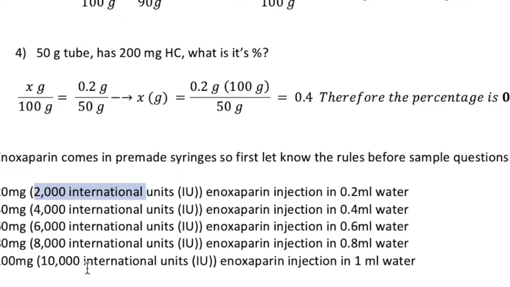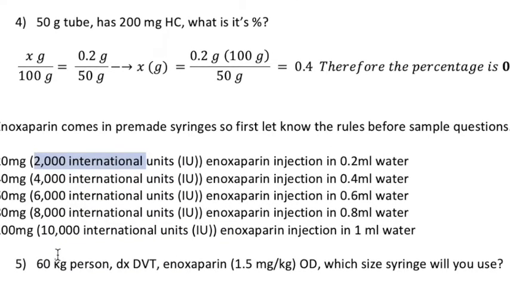And so a guy comes in. How do you know which one of these syringes to give him? Well, guys, it's based on the kilograms and how much they weigh. So let's do a question next together. A guy comes in, he's 60 kilograms, and he has a diagnosis of deep vein thrombosis. And the question tells you that you want to give him enoxaparin, and they're giving you the dose of 1.5 milligrams per kilogram. And they want you to give this to him once daily.